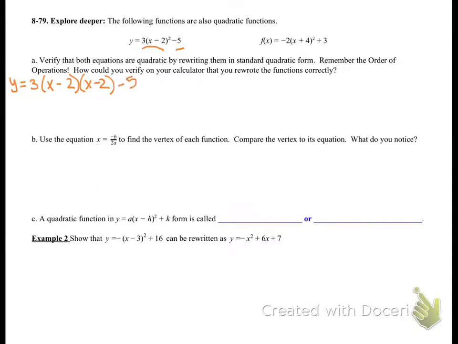I'm just going to take care of this first one here. FOIL. X squared, first, outer. Now if I multiply x times negative 2 and negative 2 times x, both of those are negative 2x's, so if I combine those, I'm going to get negative 4x.